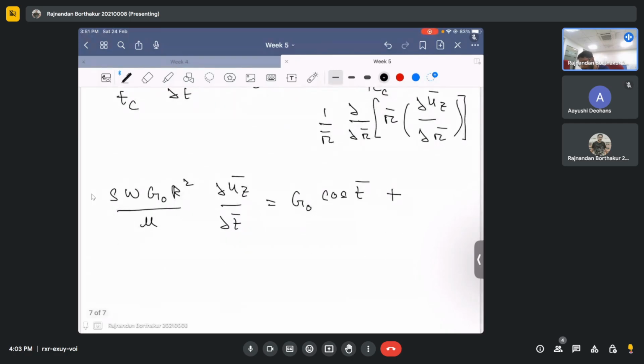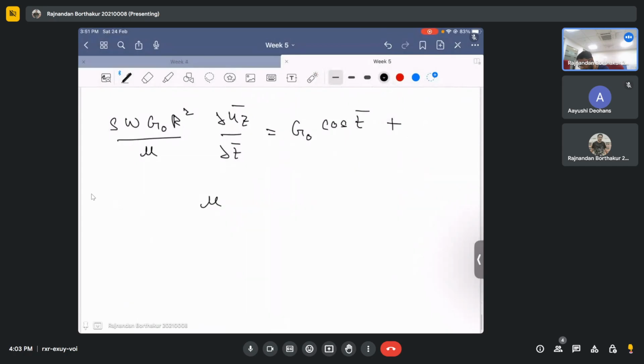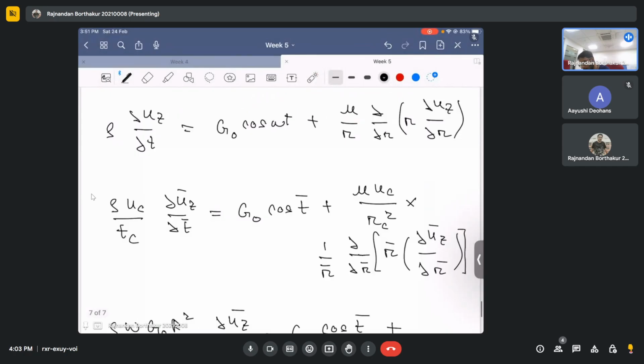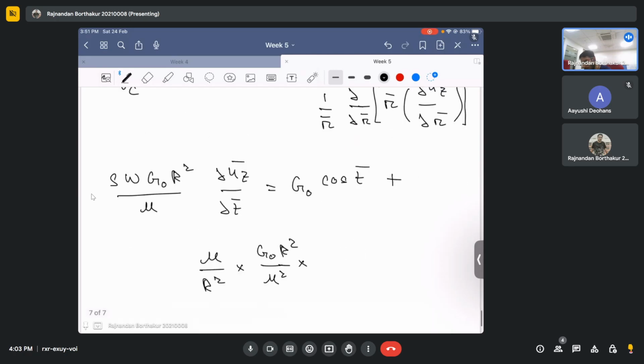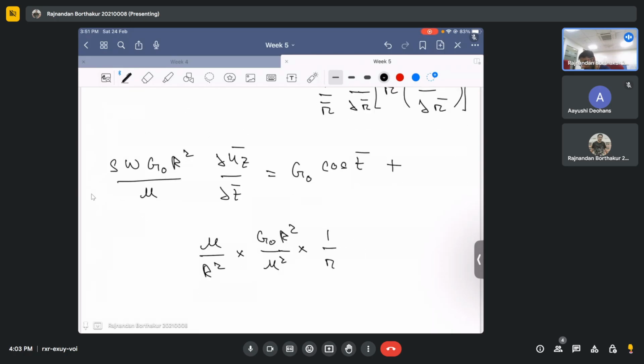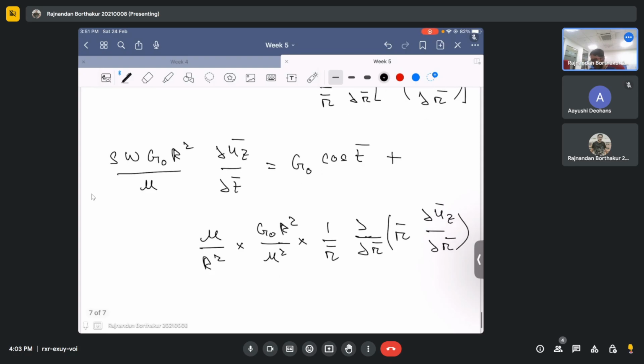Plus, we have mu uc by rc squared. So we'll write mu by capital R squared and uc. Uc is g naught r squared by mu. So this becomes g naught times r squared by mu. It is just the algebra that I'm doing, so there's nothing to explain much here. This becomes 1 by r bar del r bar of r bar times del uj bar by del r bar. All right, let's do some simplification.